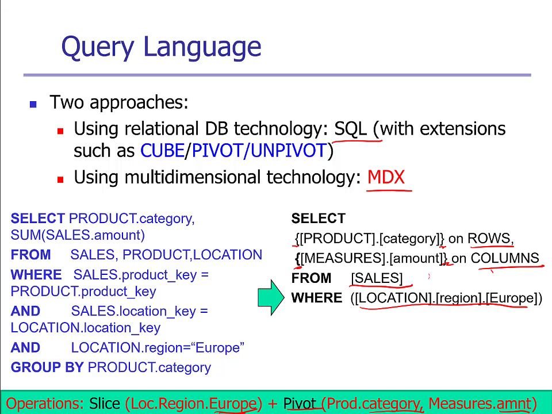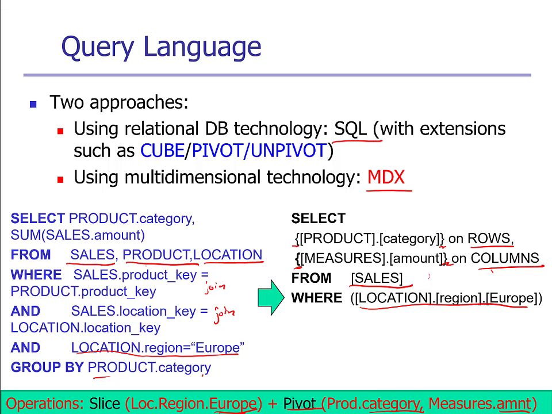On the left-hand side, it is similar. Just as we did before, we need to know which tables we need to involve in order to answer this query. So we need sales, product, location. We need to do the join, and the join again. This is the slice, and this group by and select do the pivot.